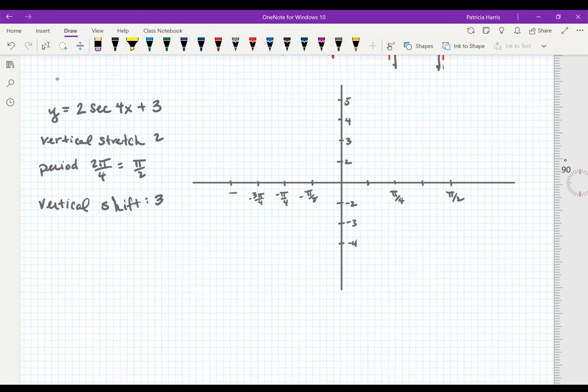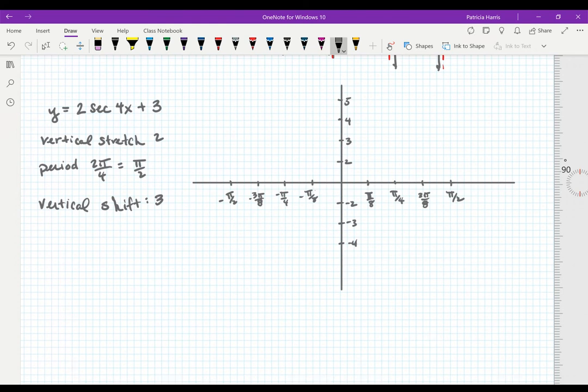Oops, I forgot some markings here. Oh, that should be an 8. Fix that. Sorry. Thank goodness for erasers.